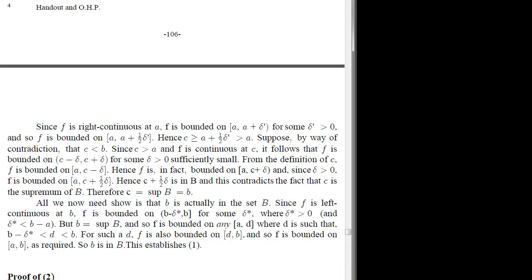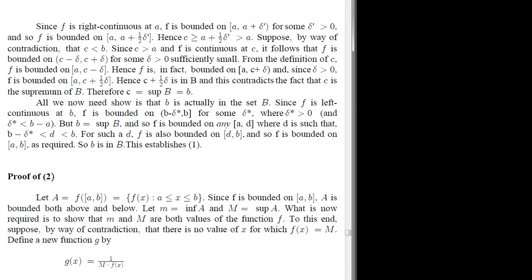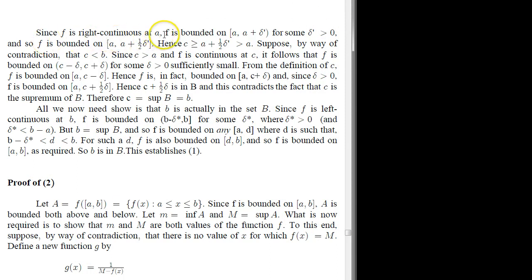So let's go down then and look at the reasoning on this section. Since f is right continuous at a, it's going to be bounded on this segment [a, a + delta dashed] for some delta dashed greater than 0. So if it's bounded on this, certainly cut half of that positive value and close the bracket, and we see that f is bounded on this segment. So we can now say that c is greater than or equal to this, because this value is a segment on which f is bounded. So this value is in B, isn't it? So the supremum of B must be greater than or equal to this value, and this value itself is greater than a.